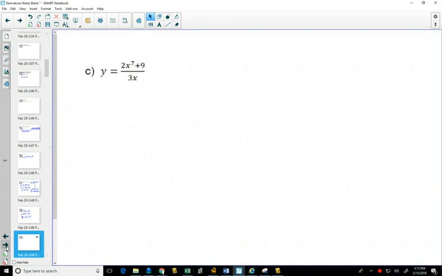So use your algebra skills. How do you take this one and rearrange it so it looks like something you could differentiate? And there is a rule later on that allows you to do this, but this might be quicker.